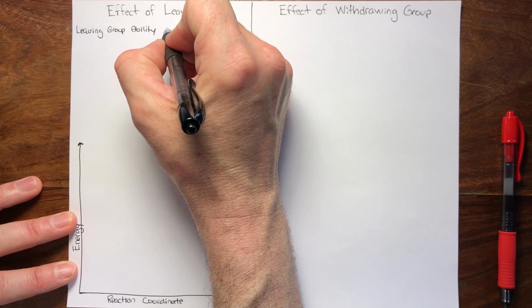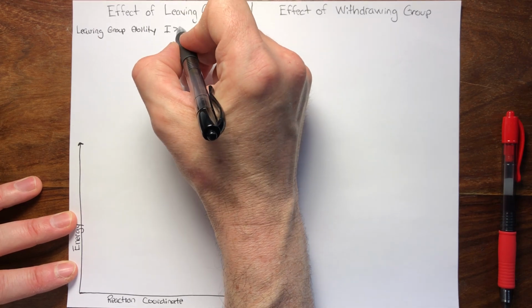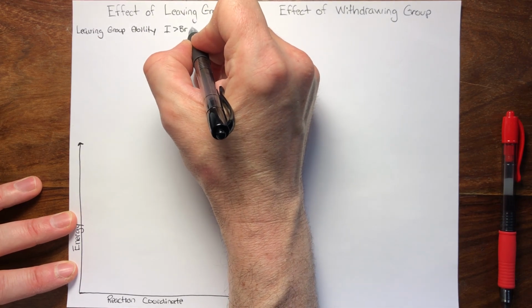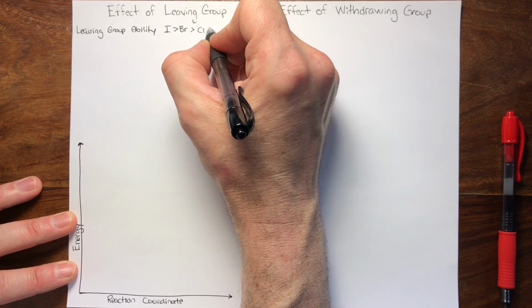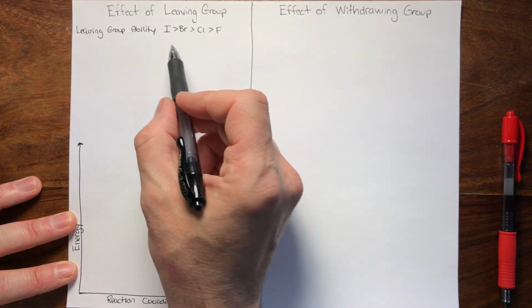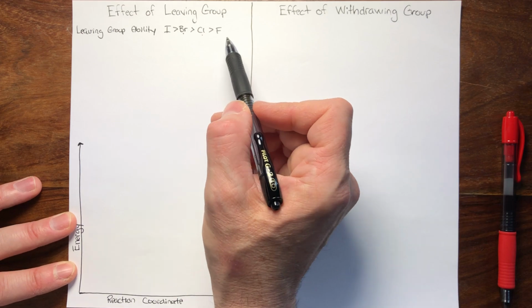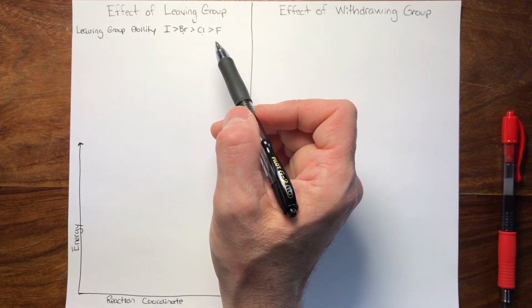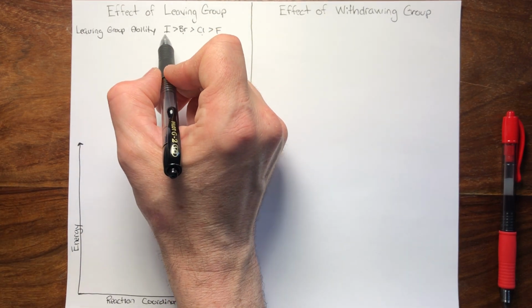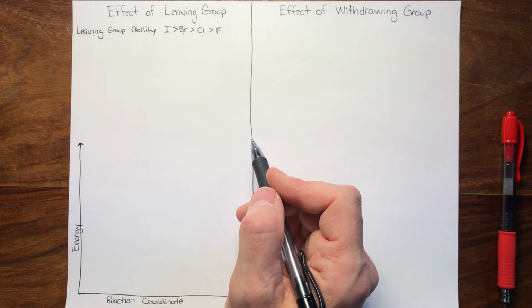Right, so we can say that iodine is a better leaving group than bromine, which is a better leaving group than chlorine, which is a better leaving group than fluorine. Really the iodide, bromide, chloride, and fluoride, so the anions of those atoms, right? So this is the best, and that is the worst leaving group.